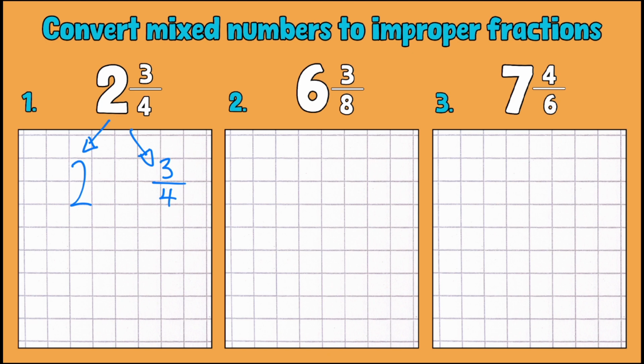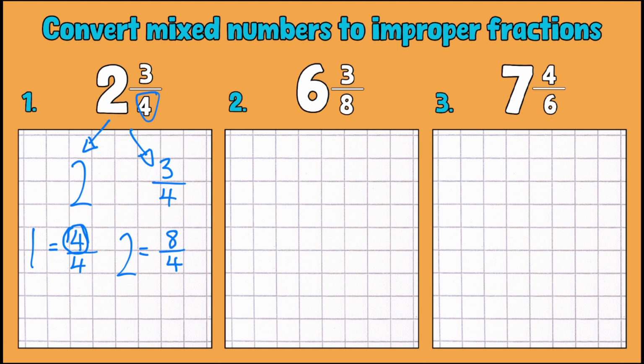But what does the whole number mean when we're talking about fractions? Well, if I take my quarters, for example, if I was thinking about a whole 1 in quarters, that would be 4 quarters. But actually, I've got 2 whole 1s. So we can just double the amount of quarters that we've got there. So 2 whole 1s would actually equal 8 quarters.